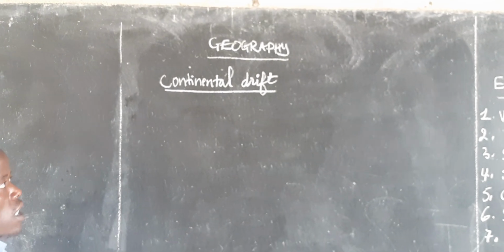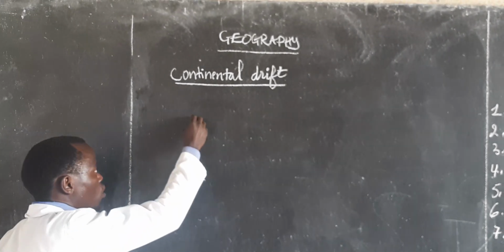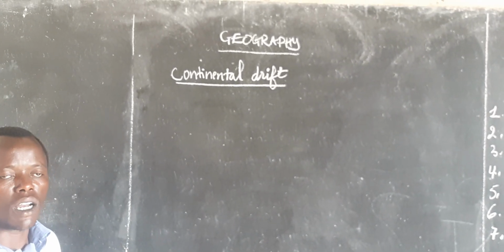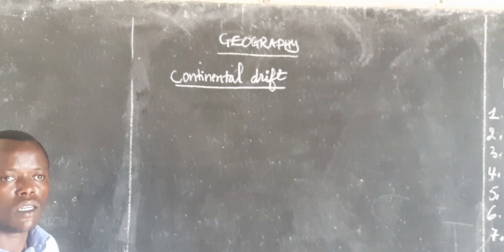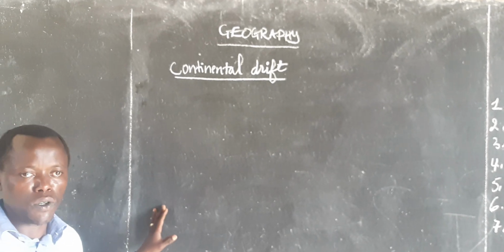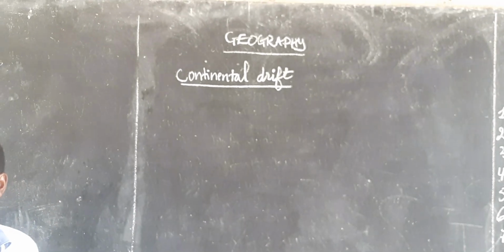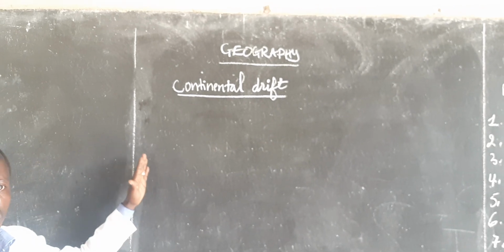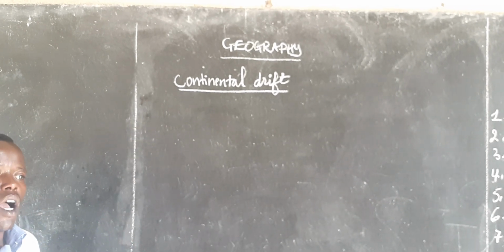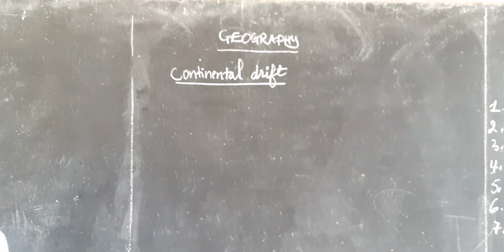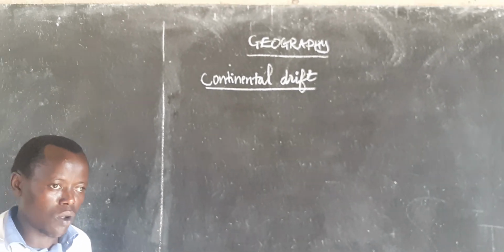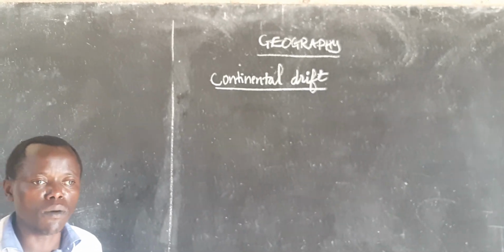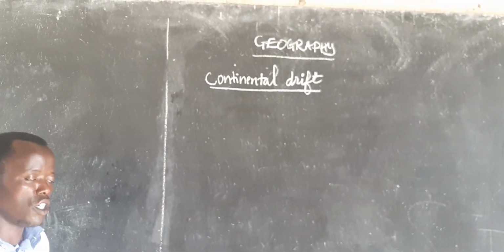So meaning that all the continents we have all over the world were once together, forming a single land mass called Pangea. But during the Precambrian period, that Pangea was broken into two main parts. The two parts are the Laurasian part as the part of the north and Gondwanaland as the part of the south. So today we are going to see how those continents were formed through this continental drift.